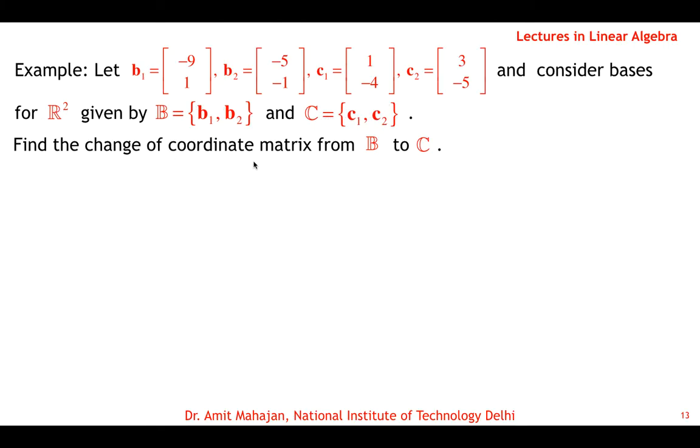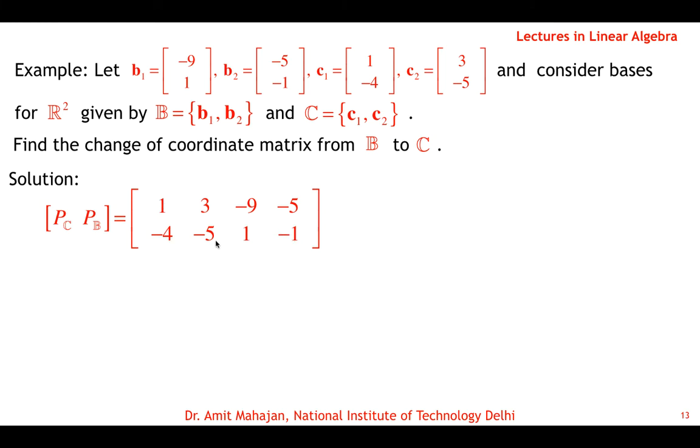Now find the change of coordinate matrix from B to C. If we have to find the P B to C matrix, we can write the augmented matrix of P_C and P_B and then reduce it. The matrix P_C will be the matrix of C1, C2, these two vectors, and the matrix P_B will be the B1, B2 vectors in a matrix. So P_C is the combined matrix 1, minus 4, 3, minus 5, and B1, B2 form the P_B matrix: minus 9, 1, minus 5, minus 1.